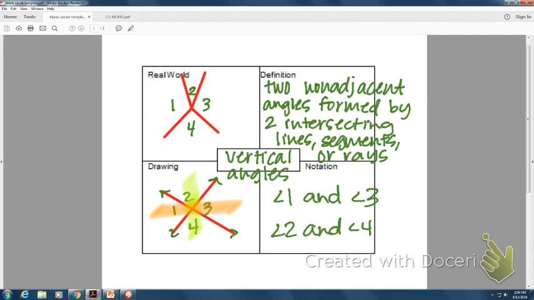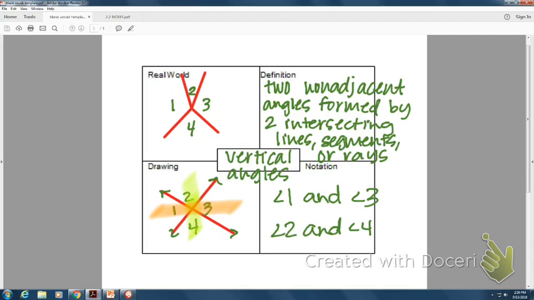What angles are vertical angles in this picture? Think about your definition and then look at that picture. Do we have vertical angles? What do we think? Raise your hand if you think yes. Raise your hand if you think no. So a whole lot of no hands.